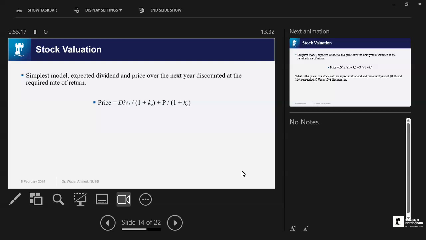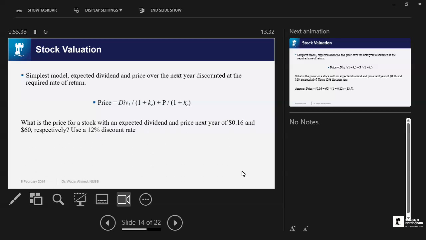Okay, so what do we have here? Cash flows in the form of dividend and the price you will get when you sell the stock. So these are cash flows, and what you have to do is discount them at the required rate of return. And the discount rate here, I represented with the term KE, which is the required rate of return on equity.